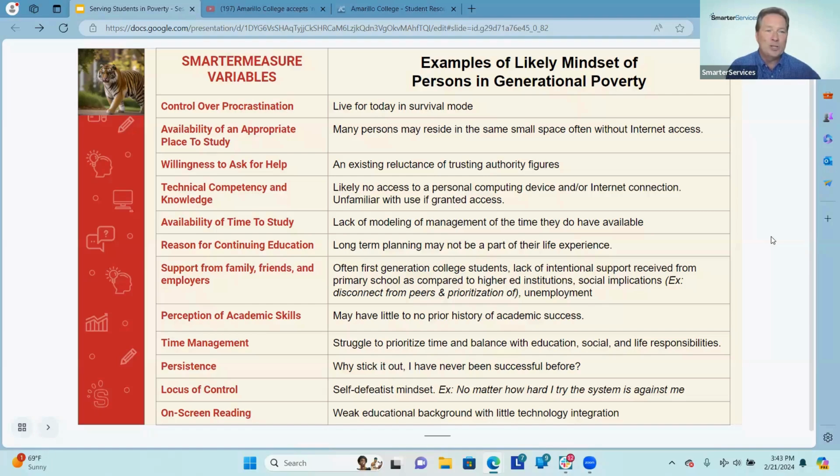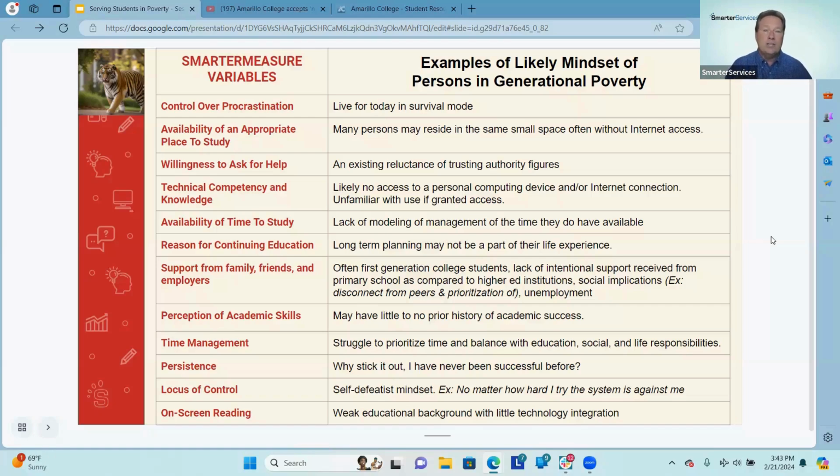And I put my little AI generated picture of my tiger there again, because remember that, right? You cannot change a tiger's stripes, but you can teach a tiger to hunt in a different environment. We are not trying to change students who are living in generational poverty. We're not trying to change their mindset. We're not trying to change their stripes, because you know what?